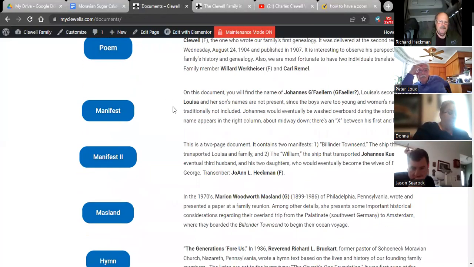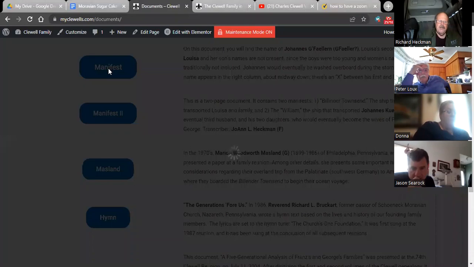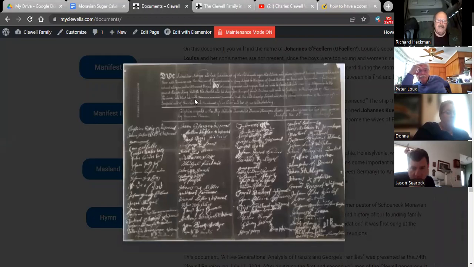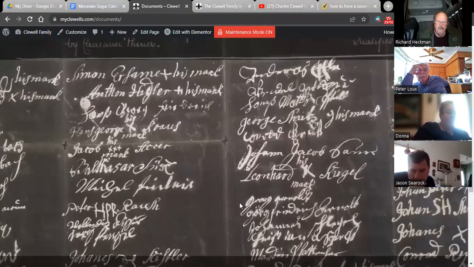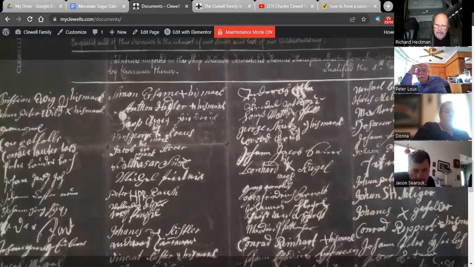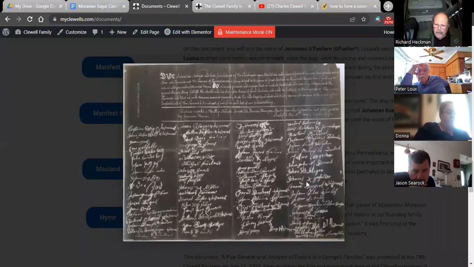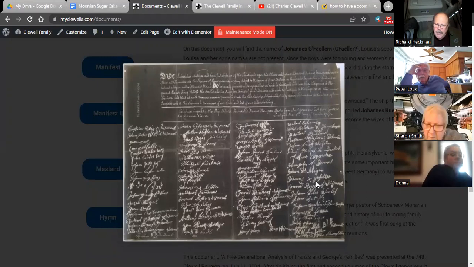Let's see. We've got the original manifests. We've got the manifest of the Billender Townsend, the boat on which Johannes Gefellern and Louisa were on. In fact, no, I can't make it move. But his signature is over here in the far right. If you can see where this little X is, there's Johannes and there's Gefellern. That's his signature.